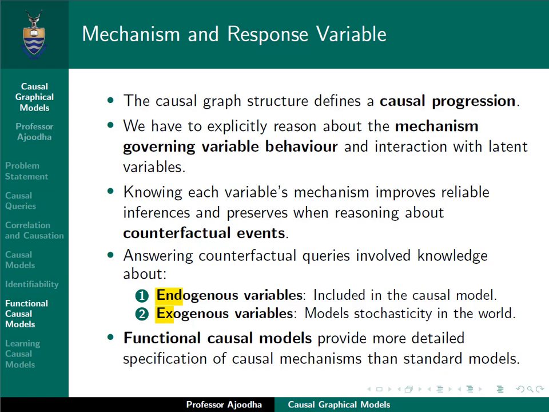In medicine, education, sociology, economics, and in social systems in particular, people do not all respond in the same way to the same intervention. A lot of people respond differently, and so we need to capture that. The functional causal model allows us to do that.